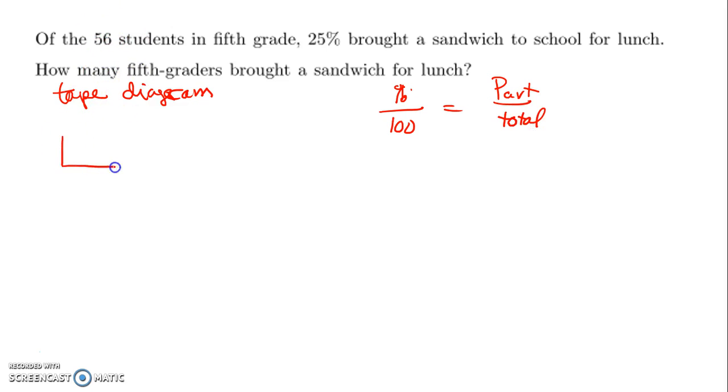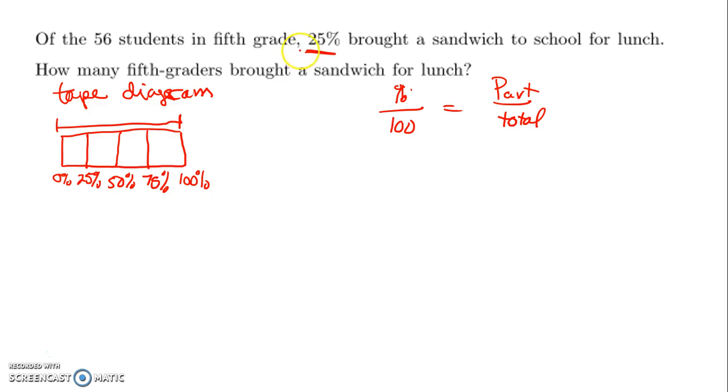I know I have 56 students total in the 5th grade class. So 56 students would represent 100%. 25% of them bring a lunch to school. Well, here's 0%. What's right between 0 and 100? Oh, 50% is right in between there. What's in between 0 and 50? Oh, 25%. What's in between 50 and 100? There we go, that's 75%.